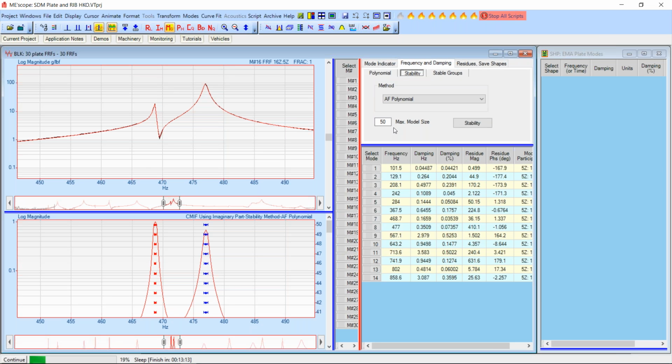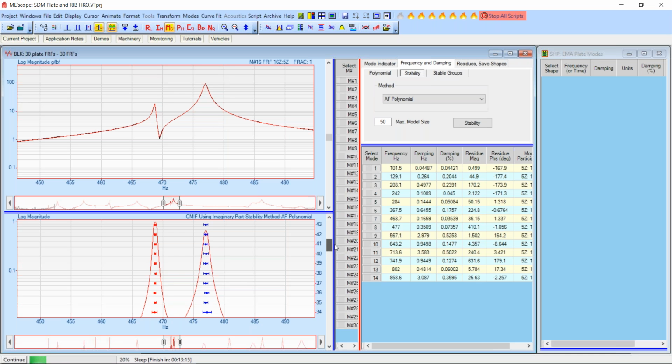stability. Maximum model size was 50. And we're using a curve fitter called AF polynomial. There's a number of curve fitters we could use in here, but this one was the one we used, and that was controlled from the script. When I push the hotkey, I can go back and do this as many times as I like, and it will just do this job over again.